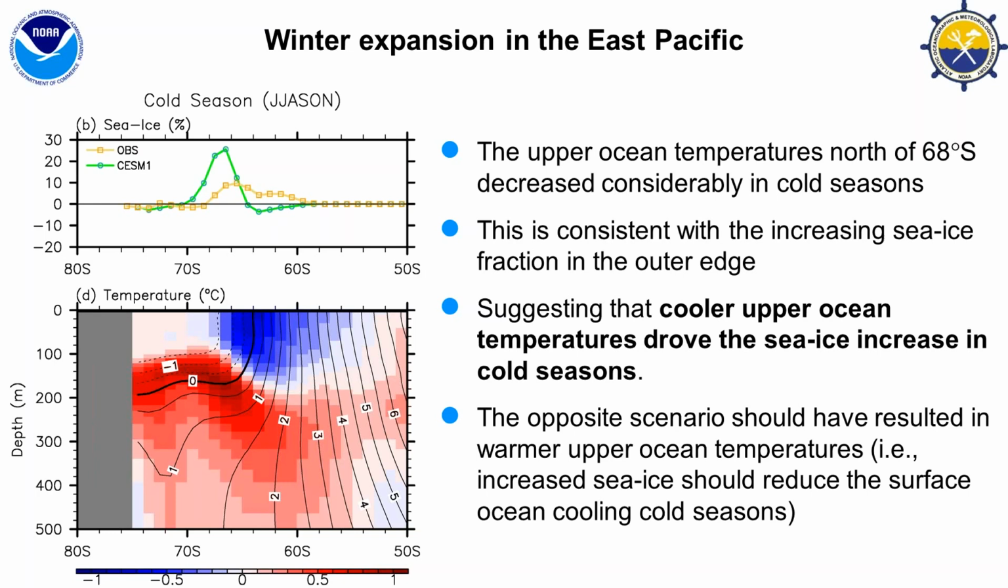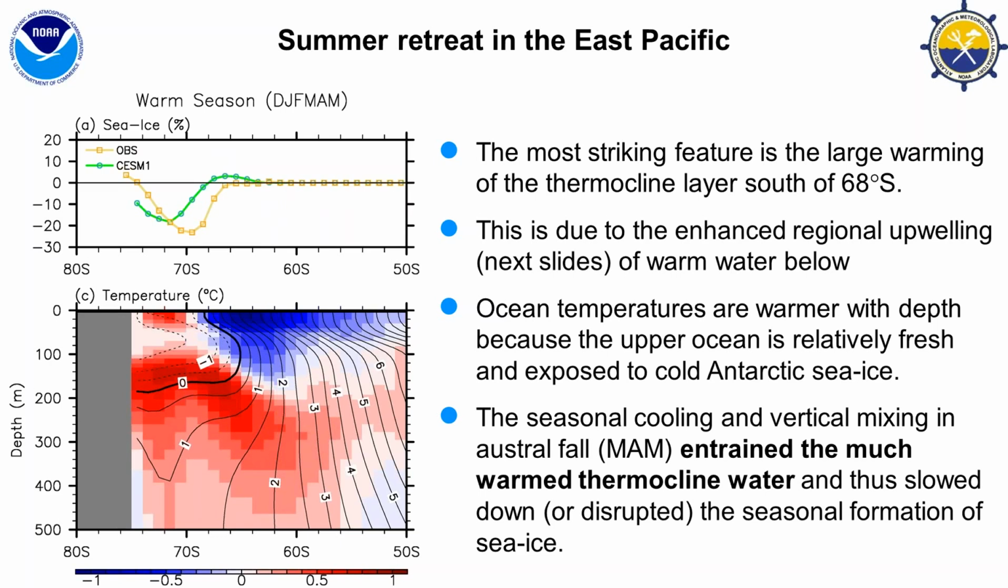Okay, so that's it. And then let's talk about the summer retreat in the Eastern Ocean. So here, now we can take a look at this red one. The striking feature in the temperature trend is basically the large warming of the mixed layer south of 68 degrees south. So there are a lot of things to explain here.